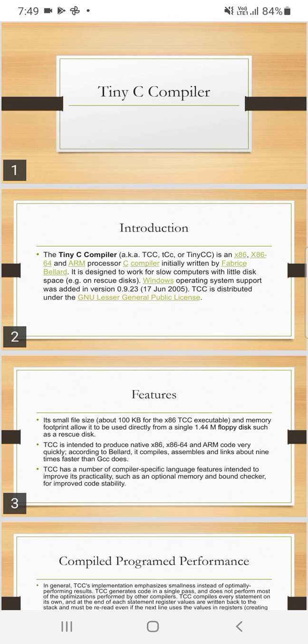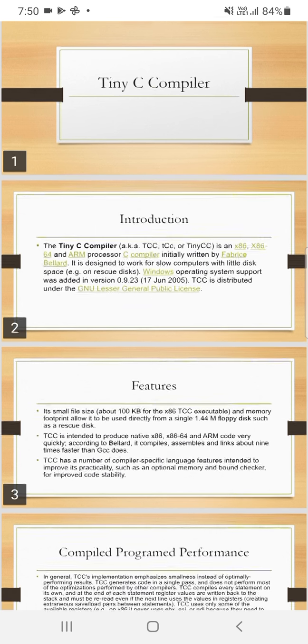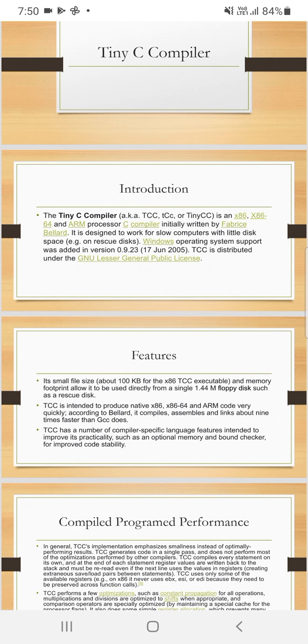Tiny C compiler. Introduction. The Tiny C compiler is an x86, x86-64 and ARM processor C compiler initially written by Fabrice Bellard. It is designed to work for slow computers with little disk space, for example on rescue disks. Windows operating system support was added in version 0.9.23 on 17 June 2005. TCC is distributed under the GNU Lesser General Public License.